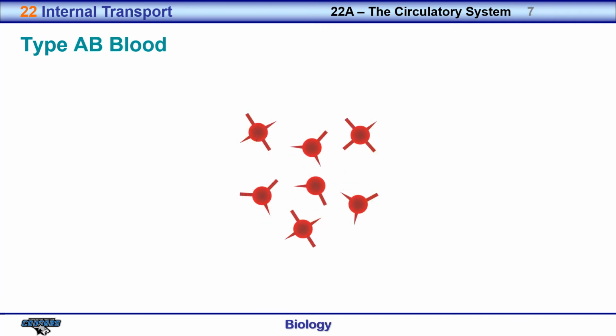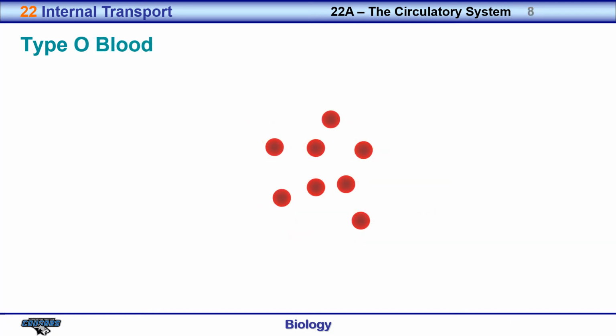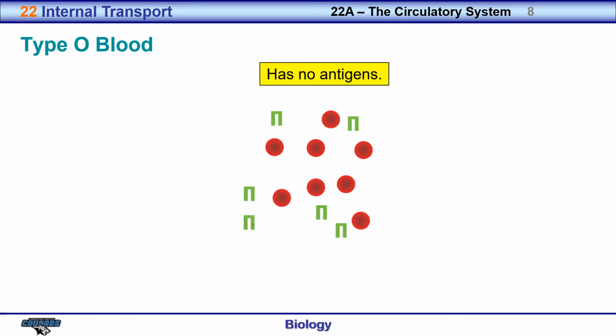If you are AB, you will possess both types of antigens, an A antigen and a B antigen. And since you possess both, neither is foreign to you, you will produce no antibodies. No antibodies. Now, if you're blood type O, you have no antigens, no antibodies. So there's the anti-A antibody, and those are going to be your anti-B antibodies.